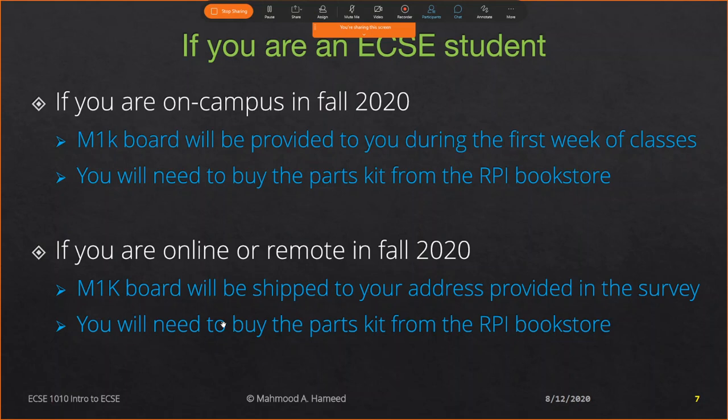If you are an ECSE student, and if you are going to be on campus in the fall, then the M1K board will be provided to you during the first week of classes. So we already have that in the department. It's physically present in RPI, in the JEC building. We are going to give you the board, but for that you need to be two things. One, you need to be on campus. Two, you need to be an ECSE student.